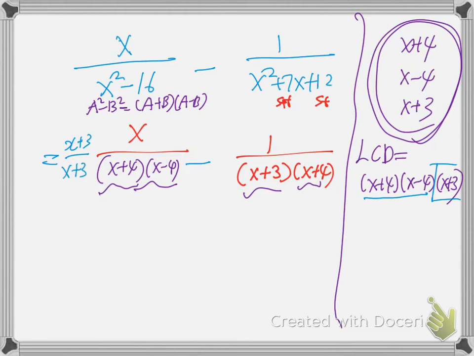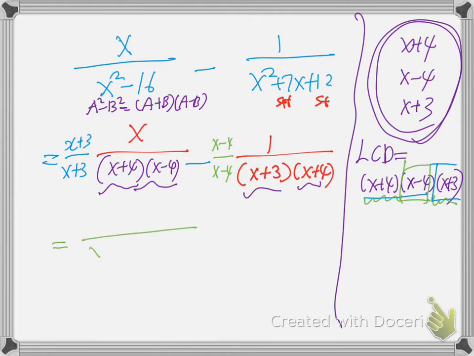For the second fraction, we have x plus 4 and x plus 3. So the missing part is x minus 4. So we multiply by x minus 4, x minus 4 for the second fraction. Okay, so now for both fractions, we have the same denominator.